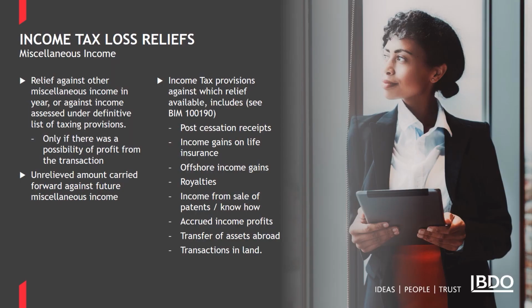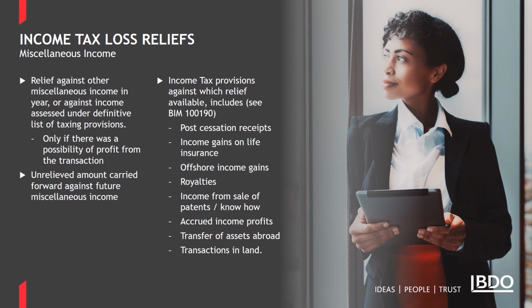This slide discusses relief on losses arising from miscellaneous transactions. For example, this could include activities that fall short of actual trading, but where HMRC would consider that any surpluses would be taxable under the sweep-up provisions for miscellaneous income. Broadly, if the activity is undertaken with a possibility of profit, then any losses can be carried forward and offset against future profits from the same activity.